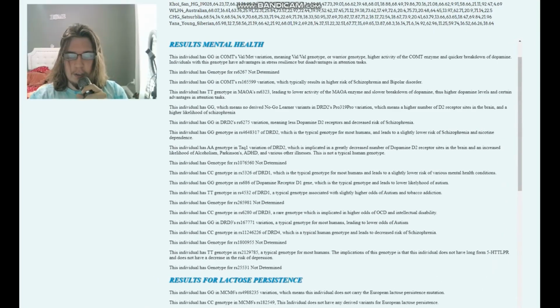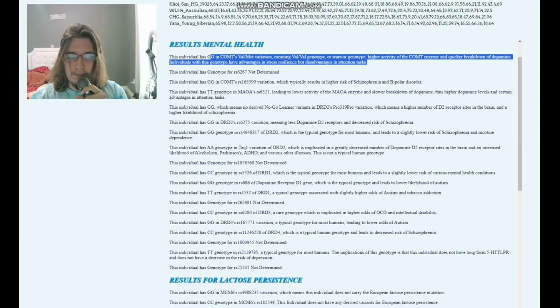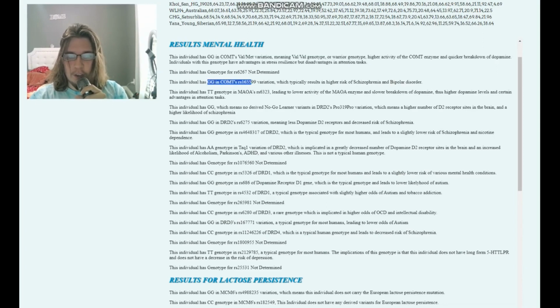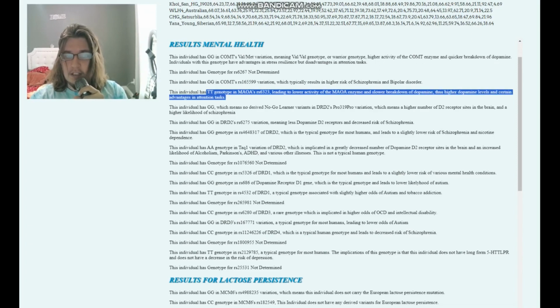Alright, she's got GG in this variation of COMT, which means Val or warrior genotype, higher activity of the COMT enzyme and quicker breakdown of dopamine. She's got GG in this variation of COMT, which typically results in a higher risk of schizophrenia and bipolar disorder. Okay, she's got TT genotype in this variation of MAOA, which leads to lower activity of the MAOA enzyme and slower breakdown of dopamine, thus higher dopamine levels and certain advantages in attention tasks.